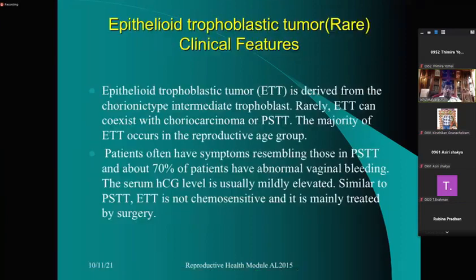So these ones, and you have this other group called epithelioid tumors. Again, I said these are extremely rare. This is again a locally malignant tumor. In both these conditions, epithelioid trophoblastic tumor and the placental site trophoblastic tumor, you find the HCG levels are low.